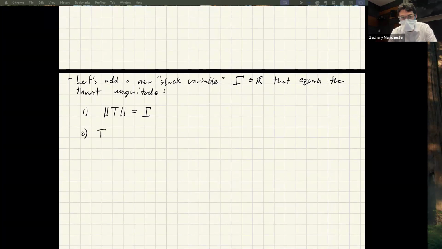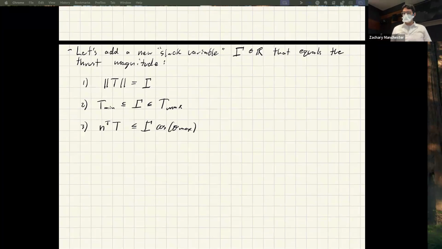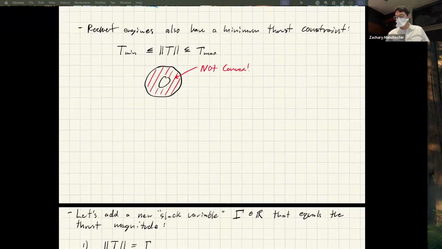Now we're going to write the other one. So now we've got t min less than or equal to. Now this is, instead of norm of t, we're going to put the gammas in. So everywhere there was a norm of t before, we're going to put the gammas in. So that's number two. Number three is going to be our thrust cone. So I'm just rewriting. This is just the three things we had before, right? I just rewrote it now with the gamma in there.